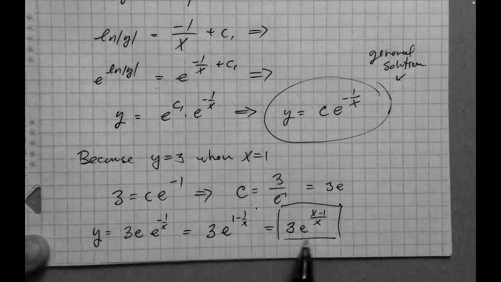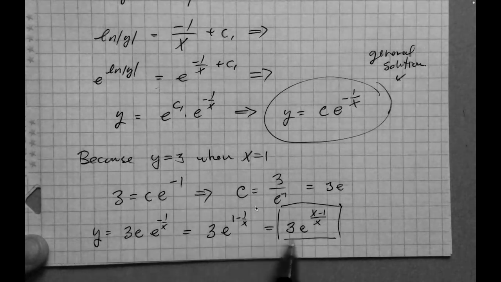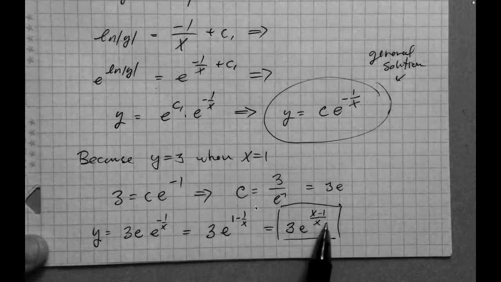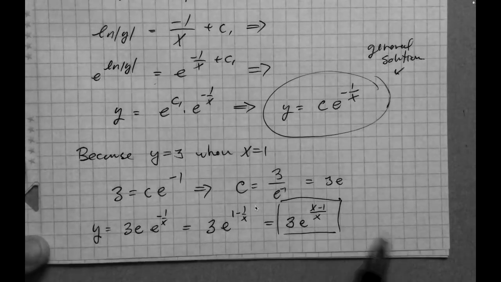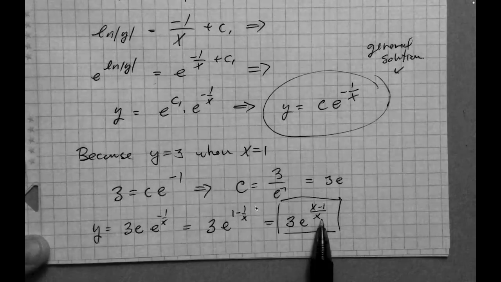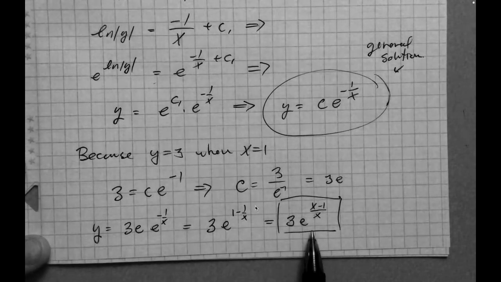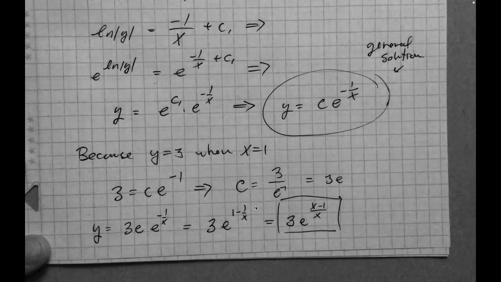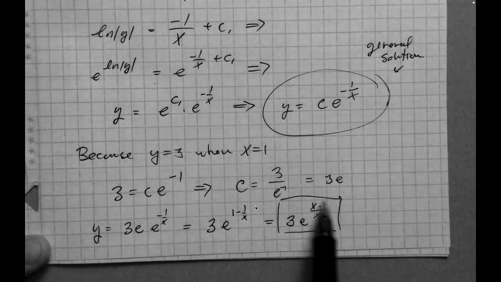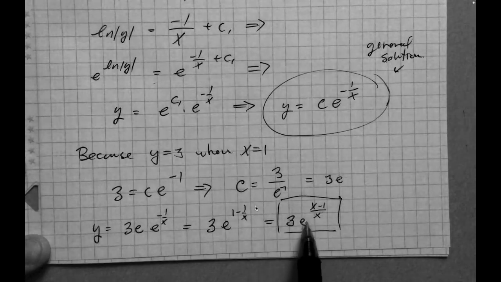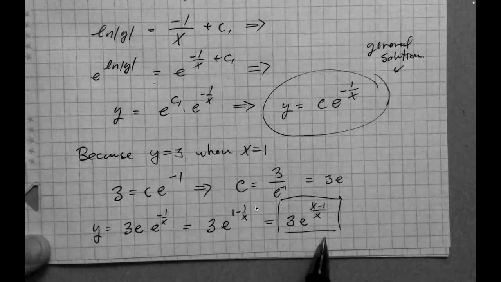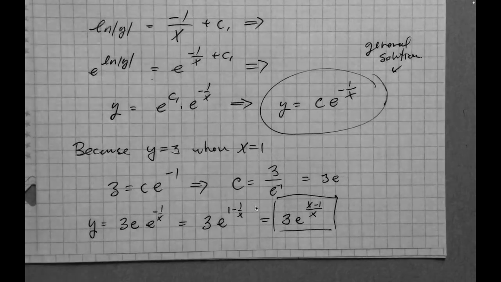So if we were to plot this curve, y equals 3e to the x minus 1 over x, then it would have a slope of y over x squared everywhere. The first derivative is y over x squared, and the curve would pass through the point (1, 3). So it would satisfy all of the conditions that the problem is asking for. Okay. All right, very good.